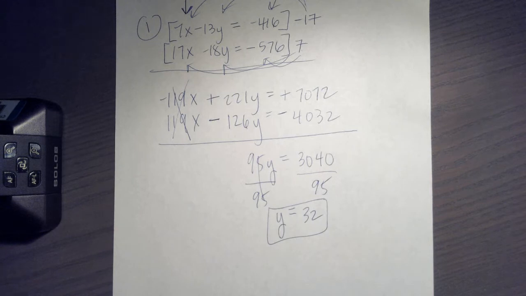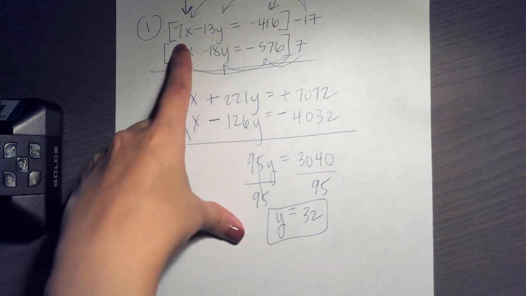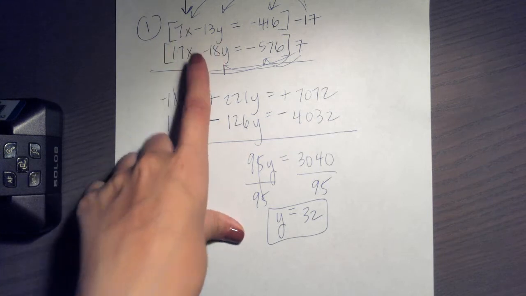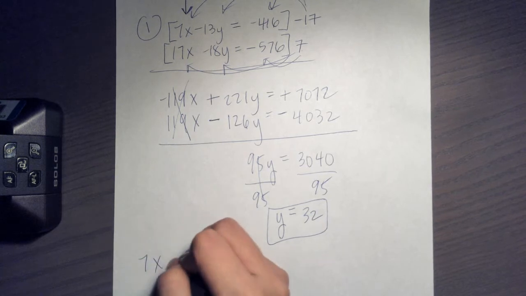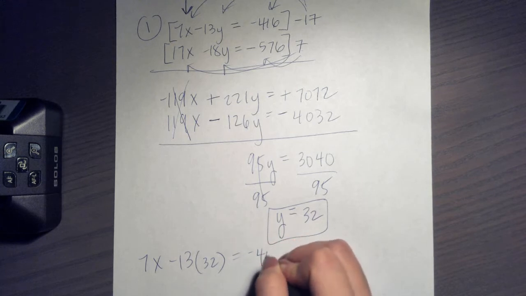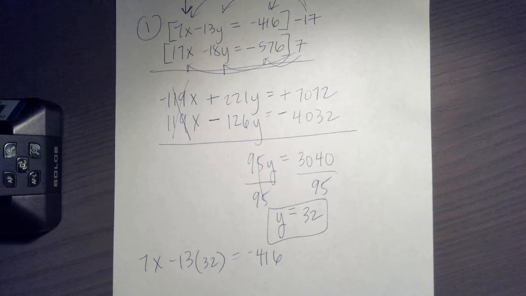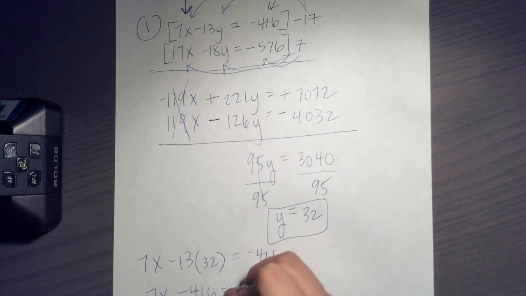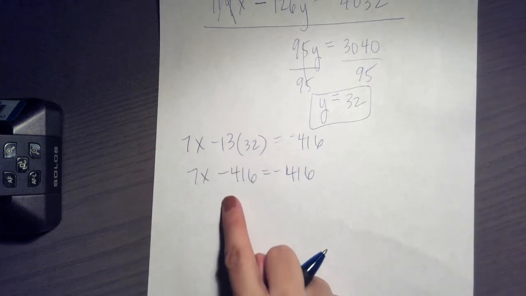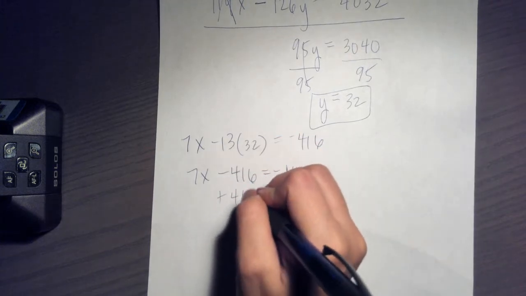So once I find y, guys, now I'm just going to plug that into one of these equations. I'm going to pick the top equation just because it's a little bit easier with the numbers. So wherever you see a y, I'm now going to plug in 32. And then 13 times 32 gives you 416. So then I have a negative and a negative, so I'm going to add 416 to both sides.